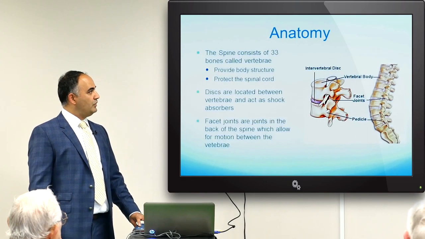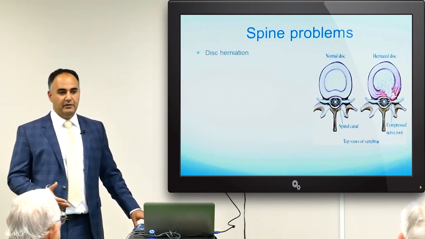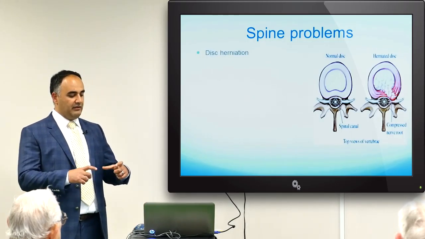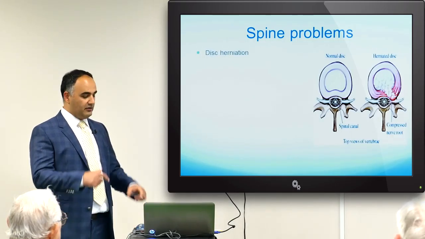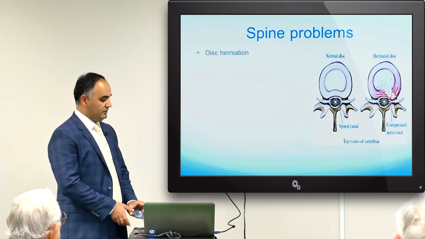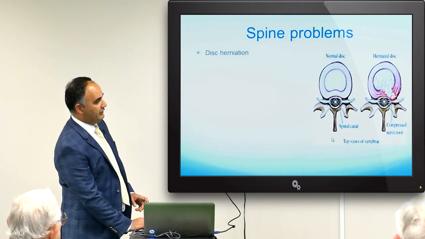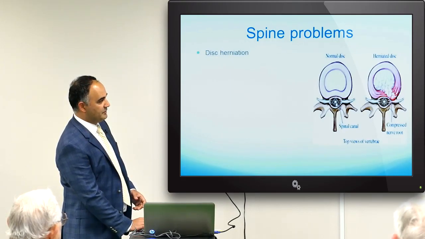So with this, there are certain problems that can happen. Number one is a disc herniation. When a disc herniates, usually we have a ligament around our disc. So this is looking at our spine looking straight down. This part right here is going to be your belly. The back of your body will be here. It's your left side and your right side. This is the disc here. And this is your spinal cord.